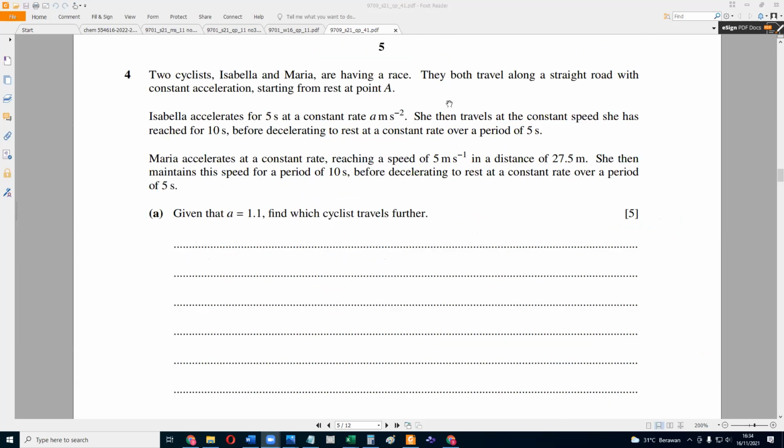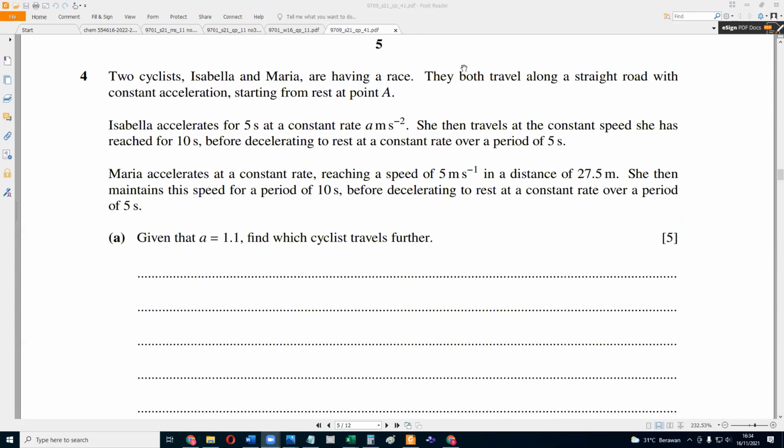Let's say in this case, they are starting at the same position. This is their starting position here. This is Isabella and this is Maria. They are starting from rest. Let's say this is point A. So initial velocity is 0.